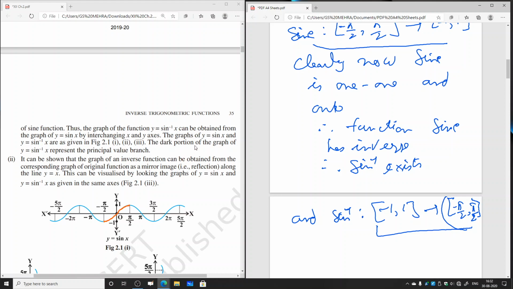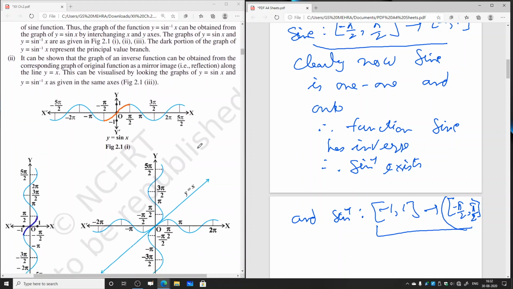So here we can see that this is our sine function, having its domain as R and the codomain or the range as minus 1 to 1. In this we can see that it is not one-one and not onto, though it is onto on the range. So that is why we have restricted this function to the closed interval minus pi by 2 to pi by 2. Then it becomes one-one and onto. And if we now interchange x and y, then what we get is the inverse function of sine.